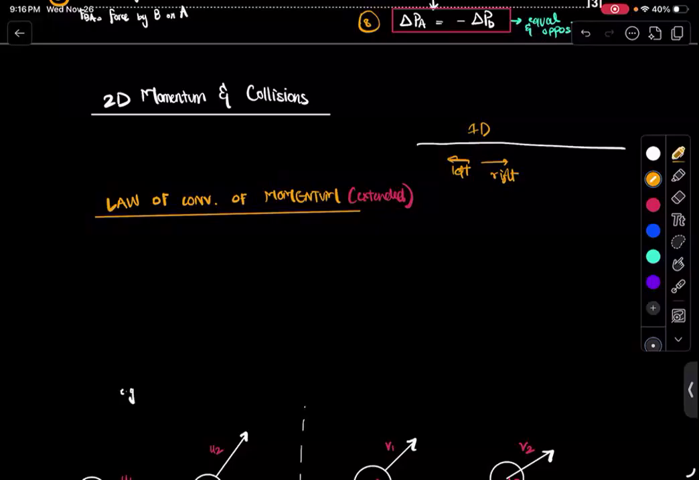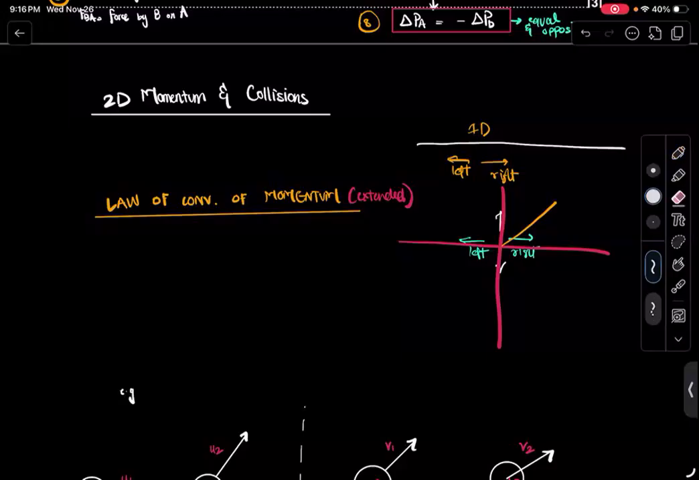But now we're going to bring it to two dimensions, right? So now the momentum could vary left, right, or it could go upwards and downwards as well. So now you have two dimensions in which the object could go. It could go into this plane, it could go into this plane, and it could go into an angled plane as well. So what do we do about the conservation of momentum when we have angled momentums, when we have momentum that is going a bit to the right and a bit upwards as well? That's exactly what we're going to do now.